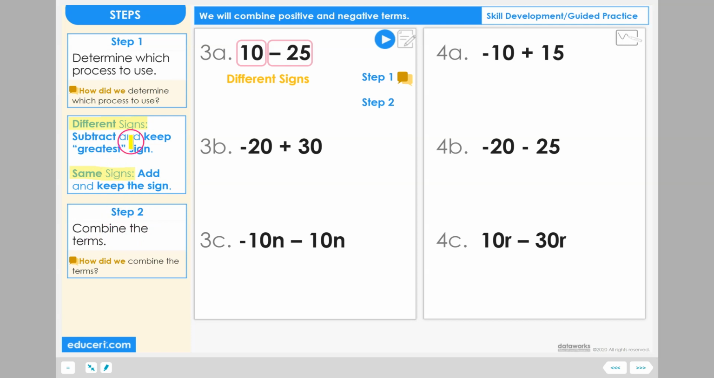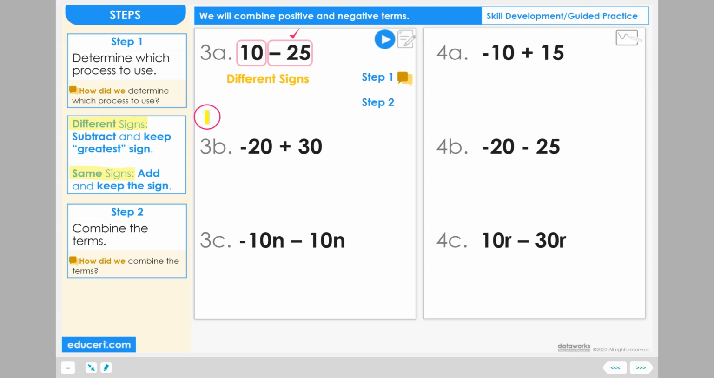Step 2, combine the terms. To combine the terms, let's follow the process. So we need to subtract the two values, and then we're going to keep the sign of the greatest. Taking a look at these two terms, the easiest thing for me to tell right away is that my 25 is my greatest value between 10 and 25, not looking at the positive or negative, just looking at the number itself.